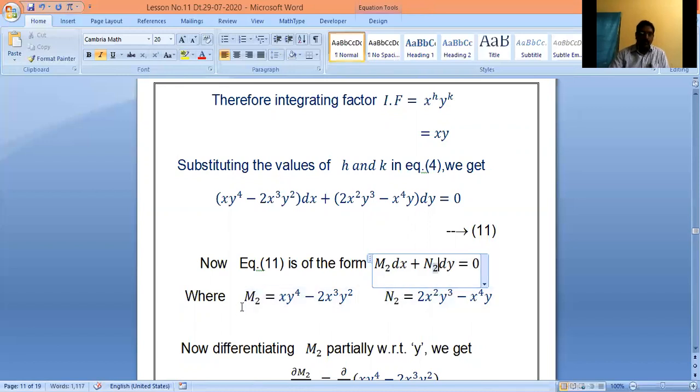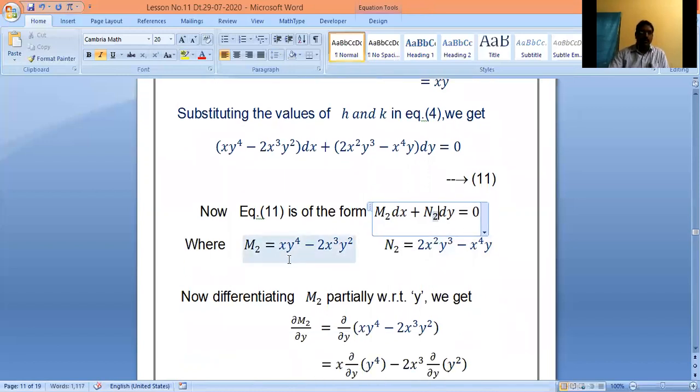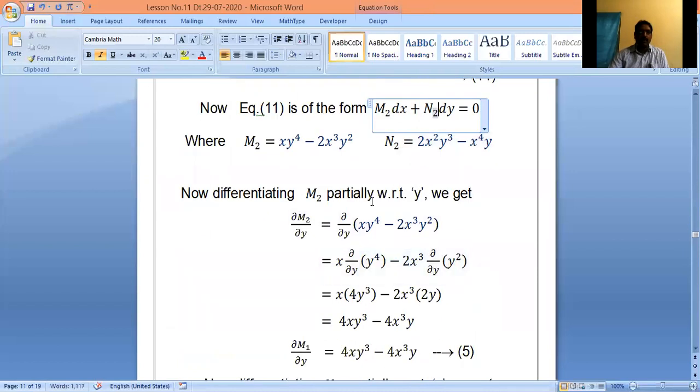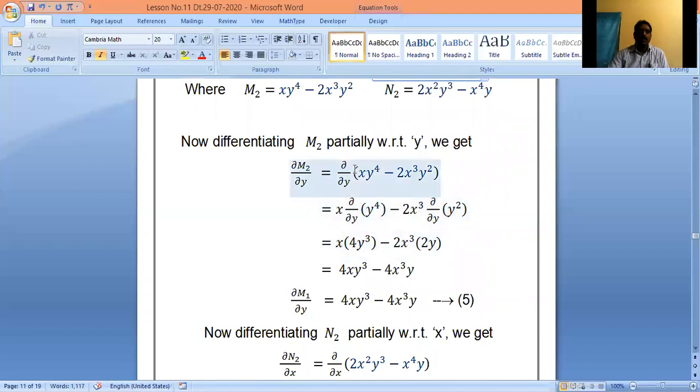And dy is equal to 0, where M2 is equal to x y to the power of 4 minus 2x cube y square. Here N2 is equal to 2x square y cube minus x to the power of 4 into y. Now differentiating M2 partially with respect to y, we get dou M2 by dou y is equal to dou by dou y of x y to the power of 4 minus 2x cube y square. Here differentiating partially with respect to y, treating x as a constant.